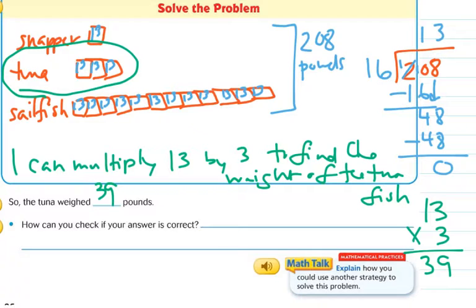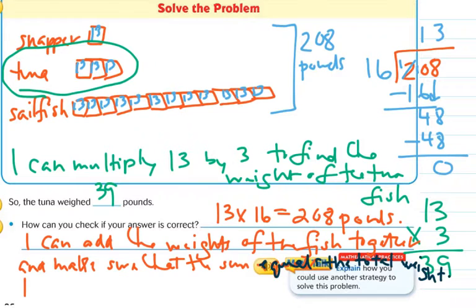But we know that we are in 5th grade, and we know that we can also do that by using multiplication to check. So we can take our 13 pounds multiplied by 16, and we could get the answer of 208 pounds. So we know that that would be another way we can check. So boys and girls, remember, if we wanted to check our answer, what we could say is, I can add the weights of the fish together, and then I can make sure that the sum equals the total weight.